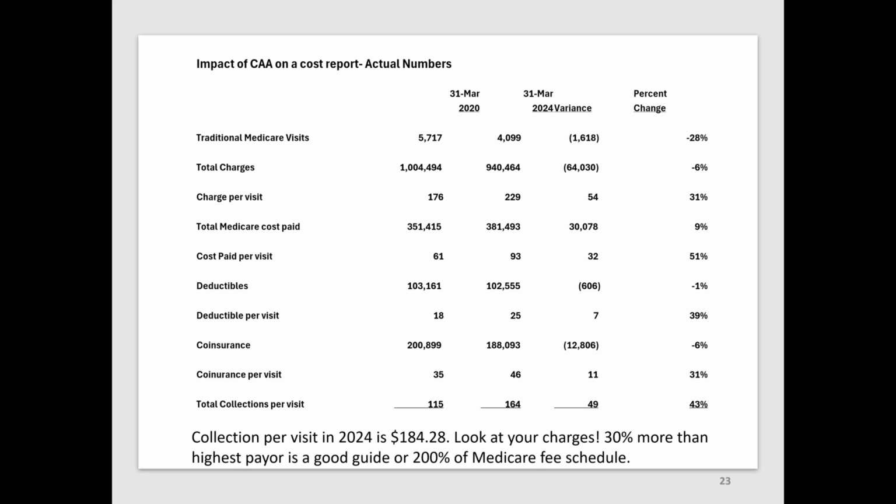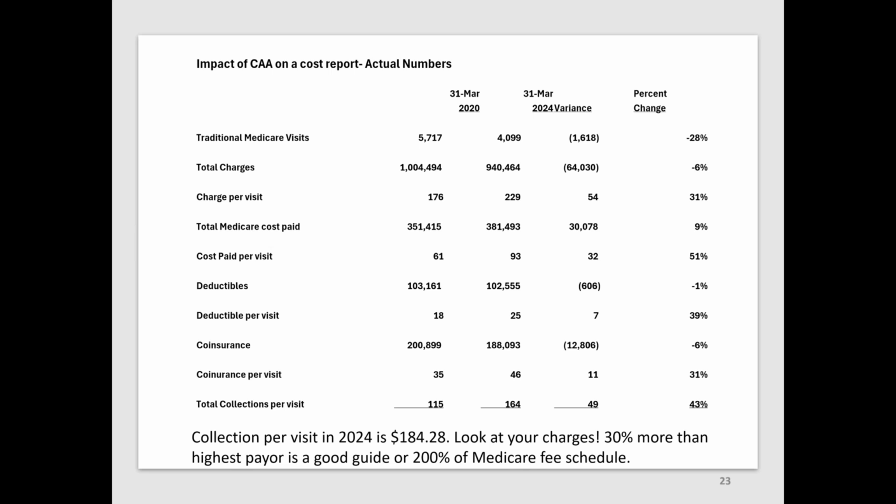This is a relatively large clinic, maybe 5, 6, 7 doctors. They have about 53,000 visits every year. They have pediatrics, they have OBGYN. So it is a full service primary care, pretty decent size practice, probably one of the top 25 in the country. And not a lot of traditional Medicare visits, 5,700.